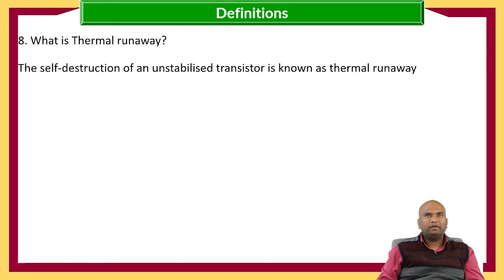What is thermal runaway? Thermal runaway is where the transistor is going to lose its characteristics; that is, the self destruction of an unstabilized transistor is known as thermal runaway. Whenever the temperature levels in the junctions increase, the self destruction of a transistor is going to happen, and that makes the transistor unstabilized. That is known as thermal runaway.